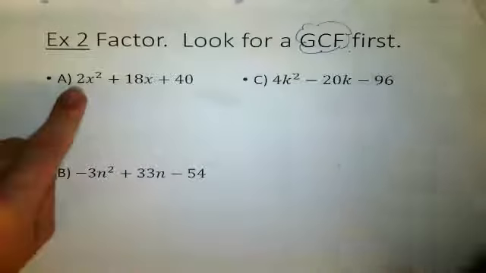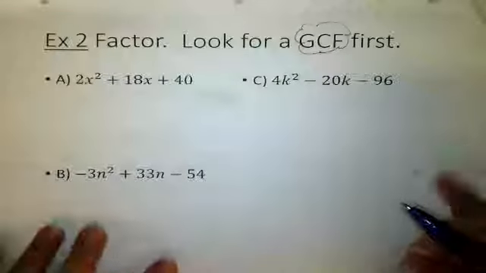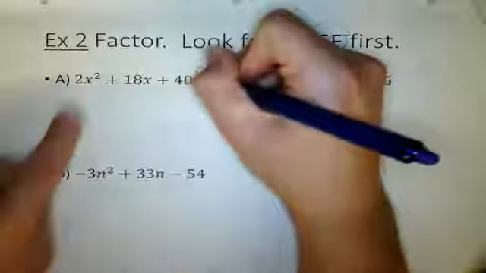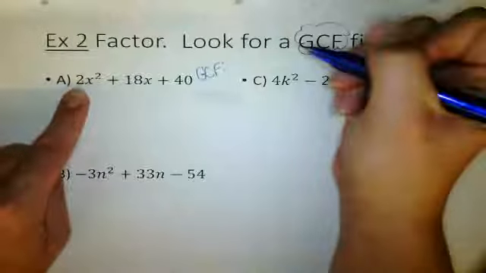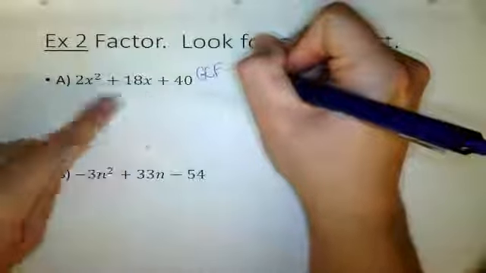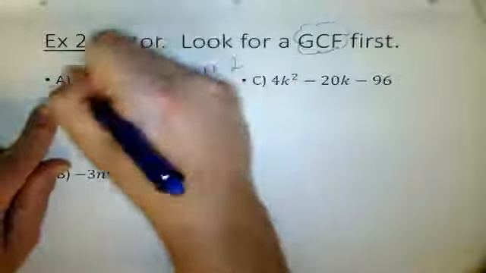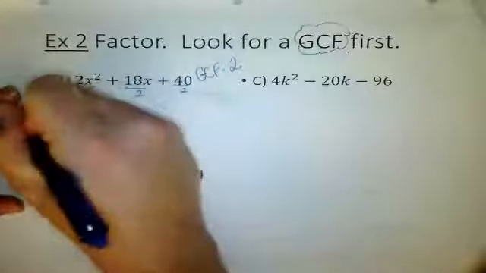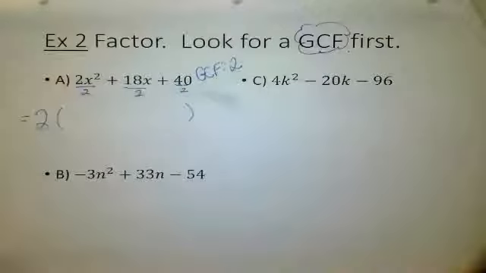So when we look at 2x squared plus 18x plus 40, I want to ask myself, since there's a number in front, is there a greatest common factor? What do they have in common? What is each term divisible by? 2. So I want to go ahead and divide each term by 2 so that I can relocate that 2 out in front first. Take out the GCF first.